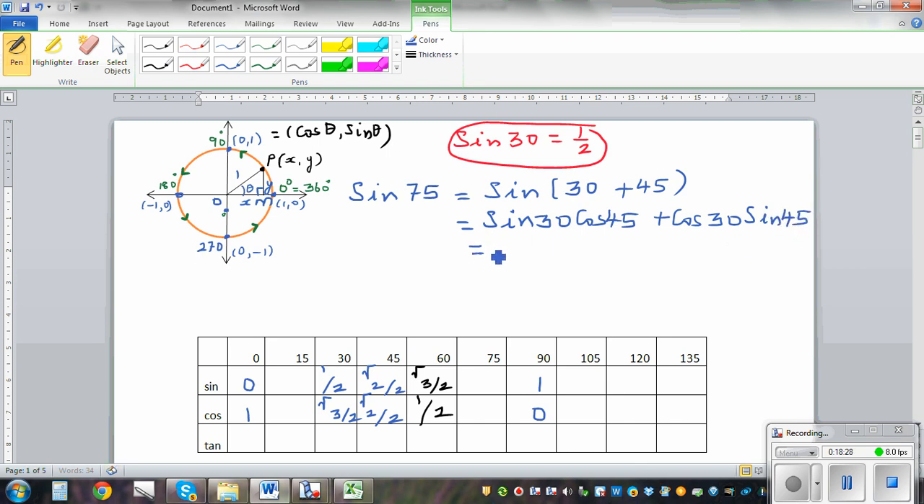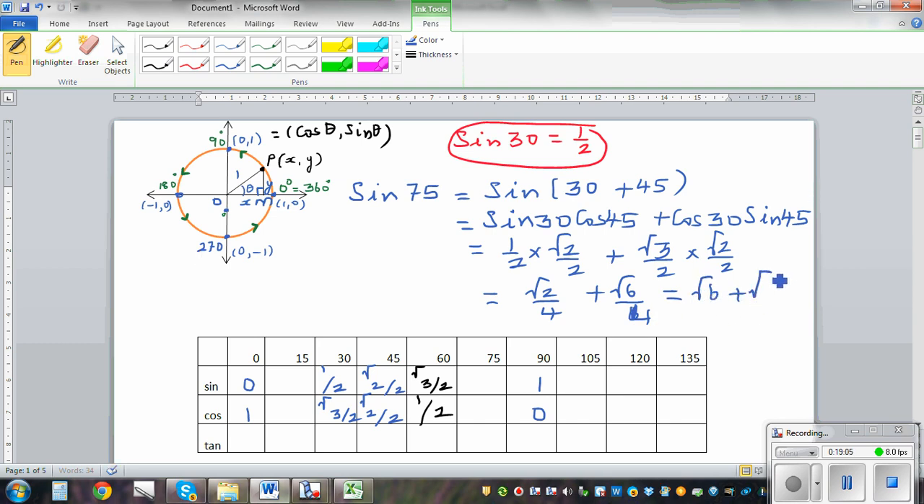So let's use the values. Sine 30 is half times root 2 over 2, plus cos 30 is root 3 over 2 times root 2 over 2. So simplifying this, this is root 2 over 4 plus root 6 over 4. So this can be simplified to root 6 plus root 2 over 4.